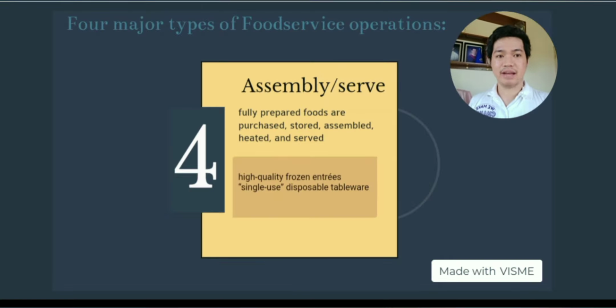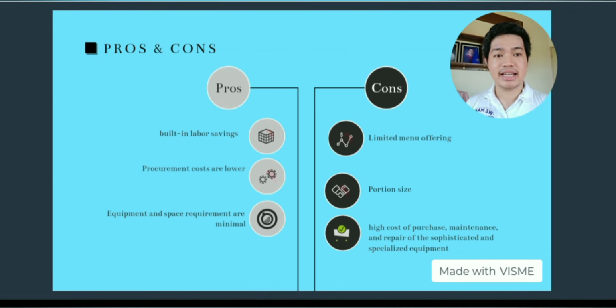So last na major type would be your assembly serve. Fully prepared foods are purchased, stored, assembled, heated, and served. Advantages would be built-in labor savings kasi hindi ka na kailangan madaming i-hire na tao because ikaw mismo kaya mo mag-reheat or gumamit ng oven. Kukuha ka ng product sa chiller mo, isasalpak mo sa microwave oven, then reheat for a couple of minutes, then pwede mo na ulit ibenta.